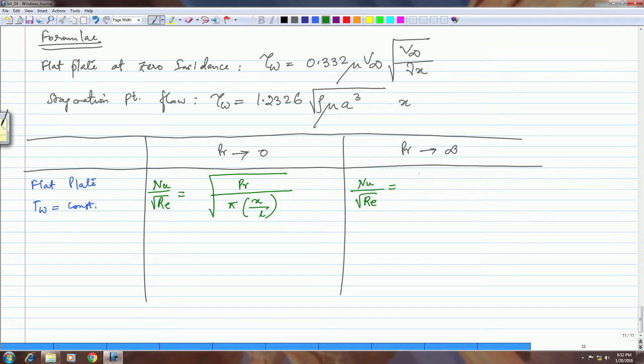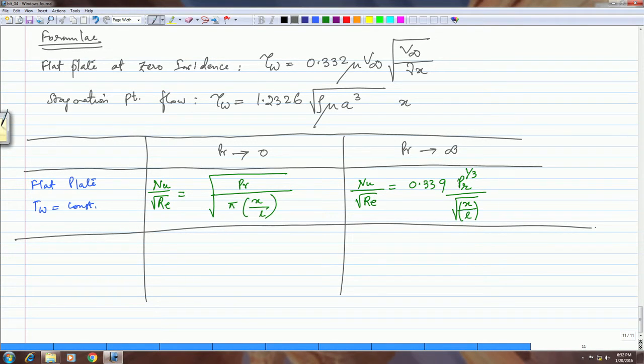Okay. This is the cubic root of the Prandtl number, or if this is more difficult to understand, best to write this as Prandtl number raised to the power 1 by 3 by square root of x by L. Okay, so that's one of these.